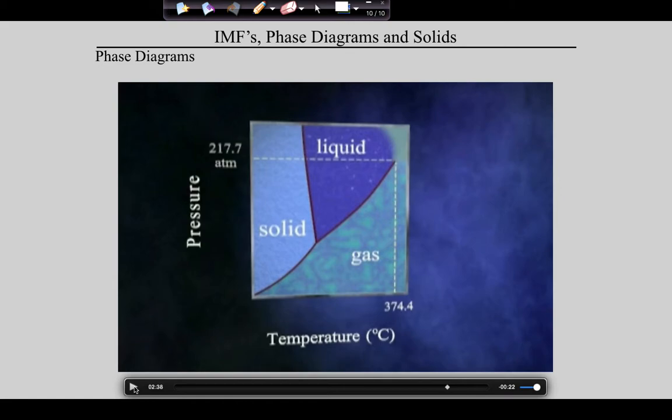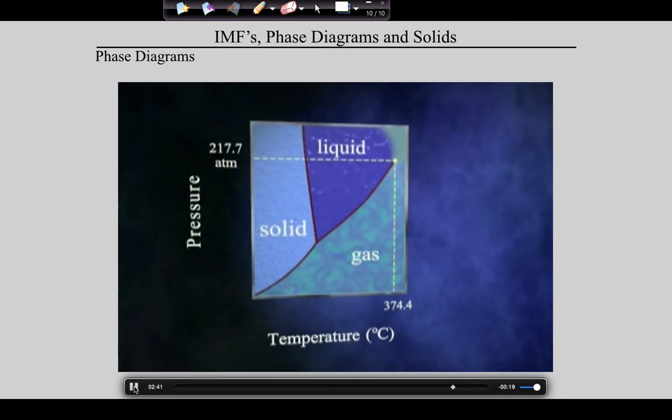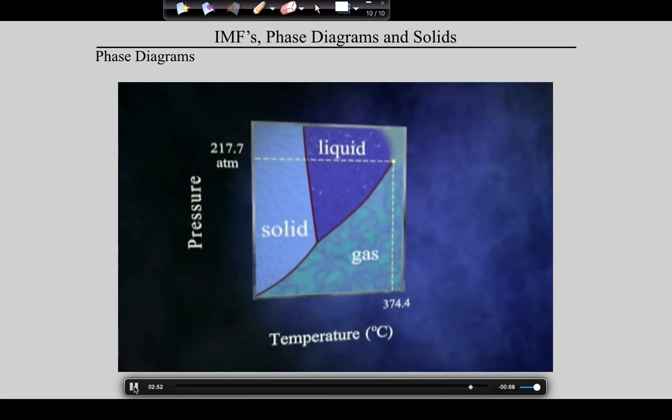217, that's not torr, that's atmospheres. So if you want it in torr, multiply 217 times 760. To liquefy a gas at the critical temperature, the critical point is defined by the critical temperature and the critical pressure. Note that there is no phase boundary beyond the critical point. A substance in this region is known as a supercritical fluid and has properties associated with both gases and liquids.